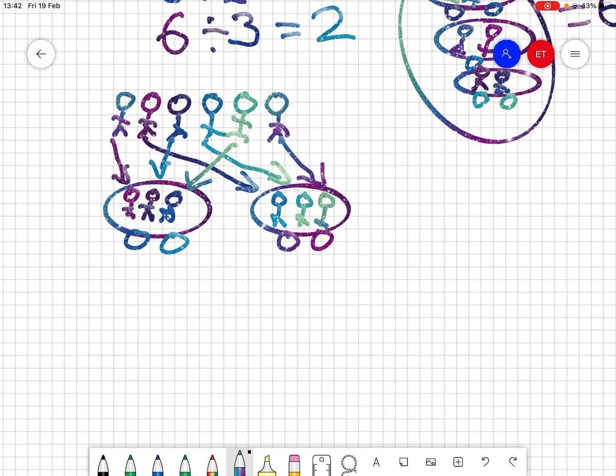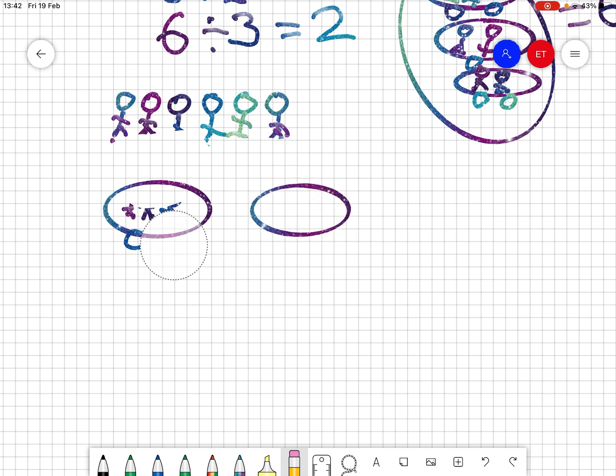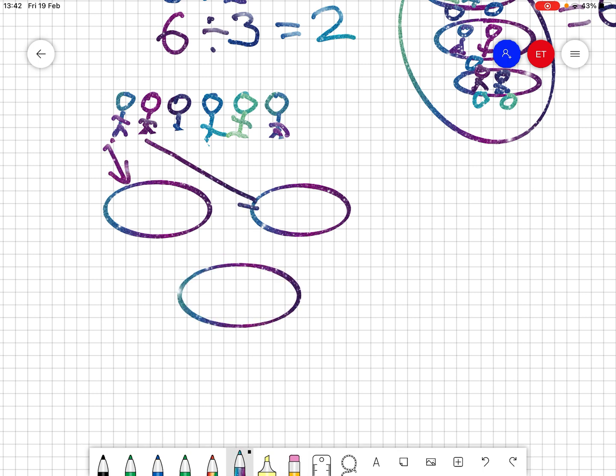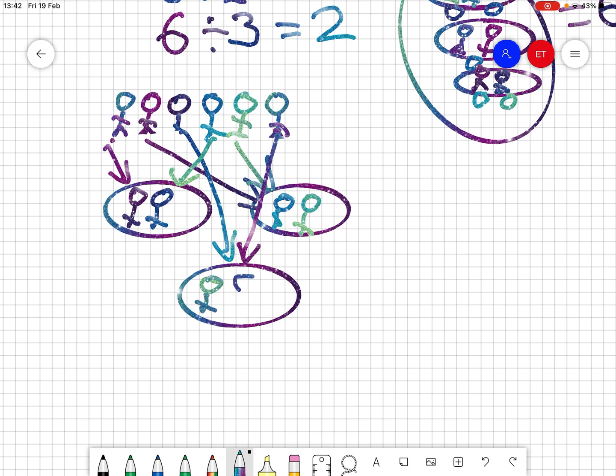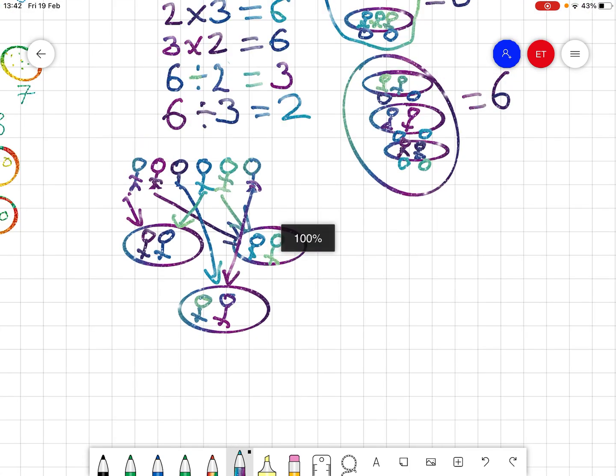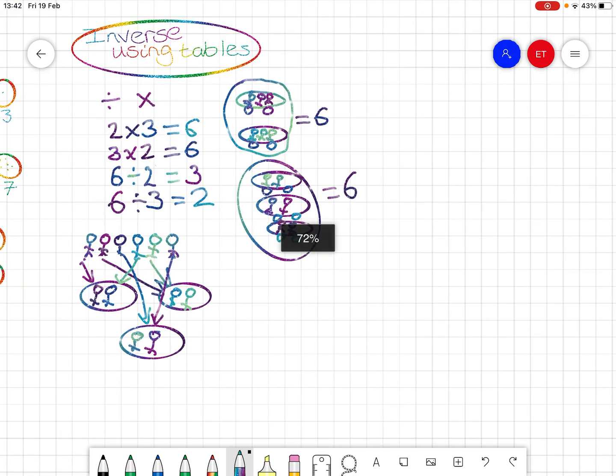So again, let's not draw the stick men again, but if I had 3 buses this time, one person's going here, one person's going here, one person's going here, one person's going there, one person's going there. Again, this time we got 2 people in each bus. So that's how we know 6 divided by 3 equals 2. Okay, so that was a little recap on inverse.